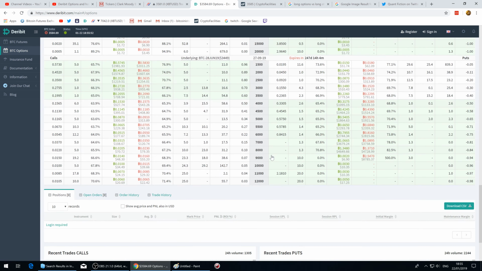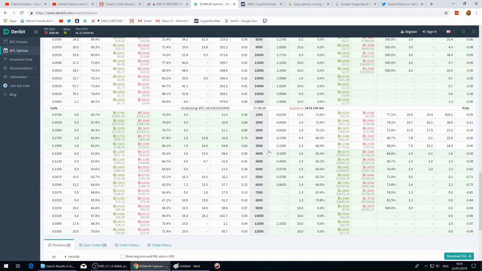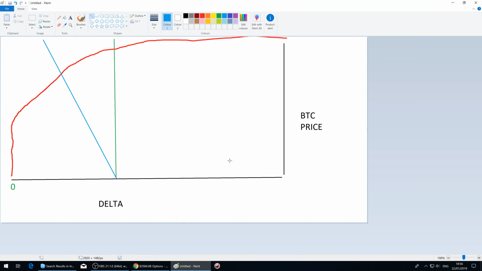With options, to get delta of 1, you have to buy, for example, 2 options expiring in September 19 at strike price of 4k. So if you have 2 of these options, that is considered to have delta equivalent to being long 1 Bitcoin. Now, Bitcoin options have a funny delta distribution. So the red line here is a distribution of the delta in comparison to holding physical Bitcoin and being long inverse contracts.